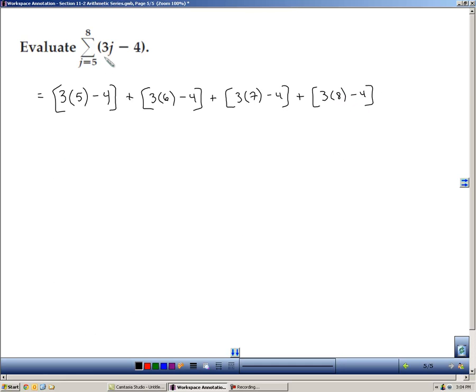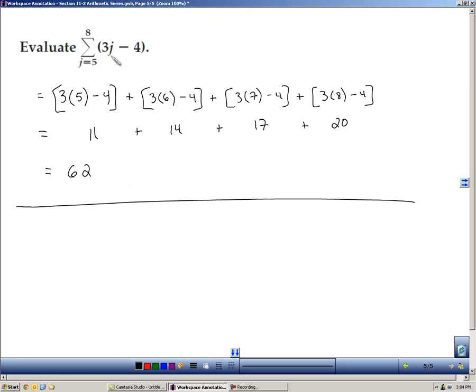So that's what's going on. We're using 3J minus 4 with the index variable, plugging in a 5, a 6, a 7, and an 8, and we evaluate that whole thing to find out what the summation is, or the series is. So here we find 11, 14, 17, and 20 all add up to be 62. So that's one way you can do this. You actually plug the values 5, 6, 7, and 8 into the expression, and you add them all up. The other way is to use our formula.